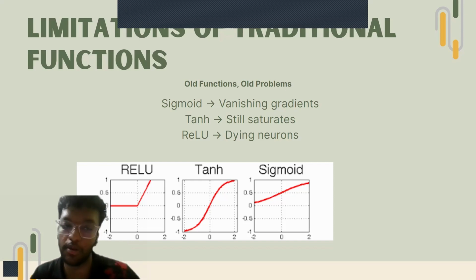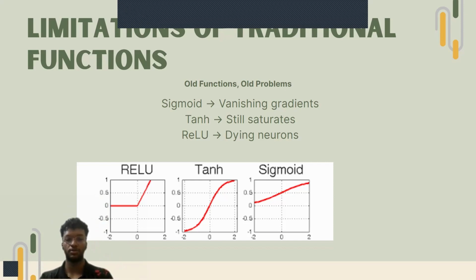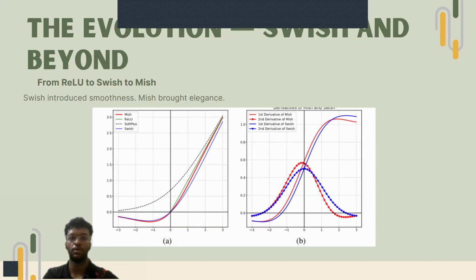Then the rectified linear unit was introduced, which is simple and fast, but it has a fatal flaw: negative inputs become zero. Basically, once a neuron outputs zero long enough, it dies. This phenomenon is called the dying ReLU problem. So that's why there was a need for a new, more efficient activation function. We're going to see how people came up with various solutions.